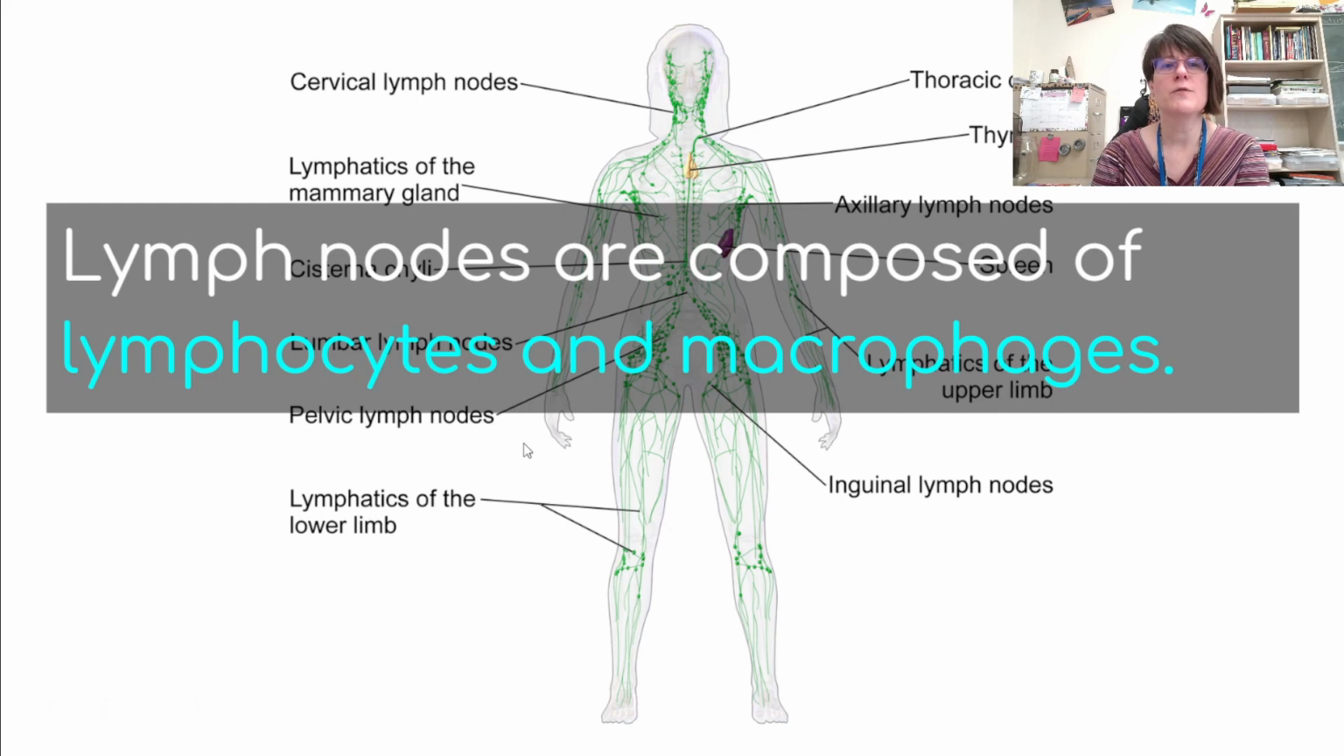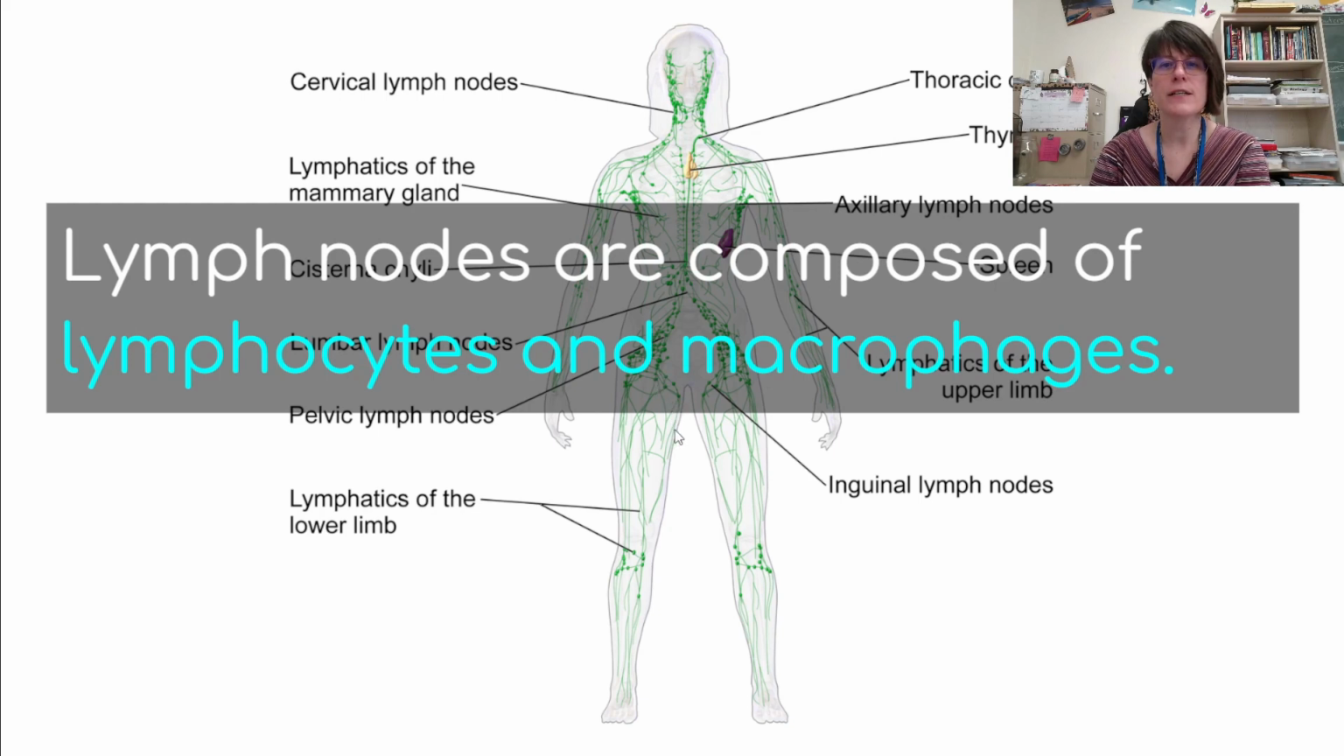Now, lymph nodes are composed of lymphocytes, so lymph cells, and macrophages, which are important in immunity. And all of the darker green dots here, those are lymph nodes in your body. And they are in many places, especially under the arms. You can see them along your face here, your throat, up here in your groin area.